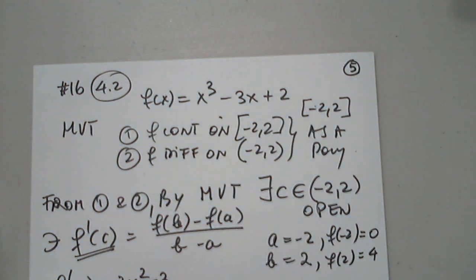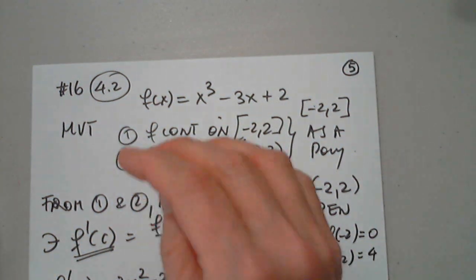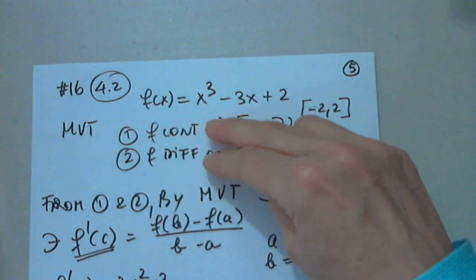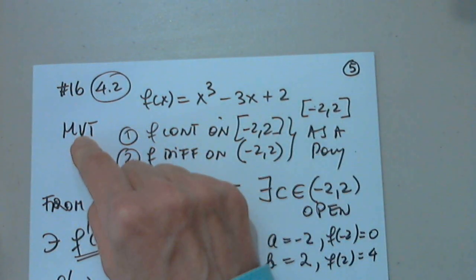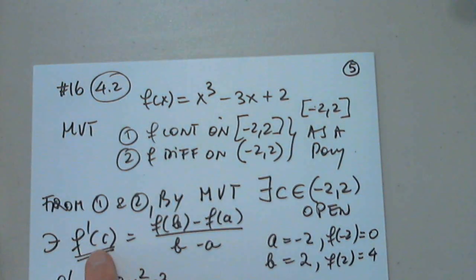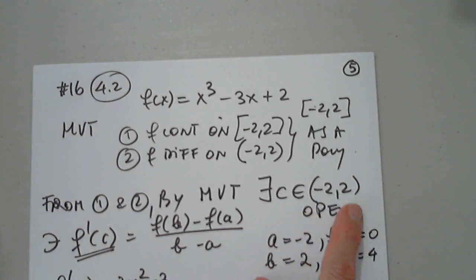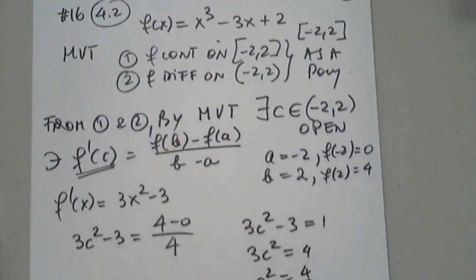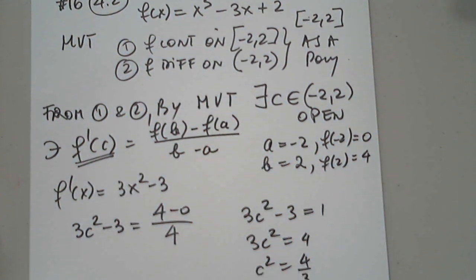Open book. I want you to write correct proofs. So I have to write this. I have to write this. Because these two happen, I can use MVT. And because I can use MVT, MVT will guarantee that there is a C in the open interval (-2, 2) such that this relationship is fulfilled. And then we step by step solve for C.